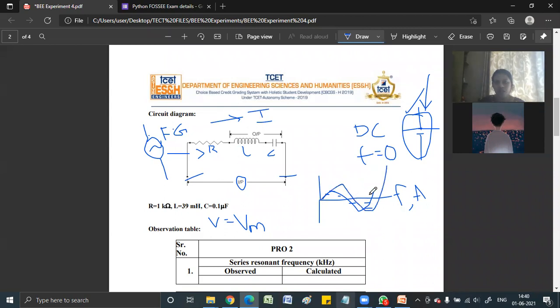So that AC signal will generate some current, and that current will be in AC form, and you'll have a voltage drop across your RLC. The voltages will also be in AC form. Okay, I hope this is clear.